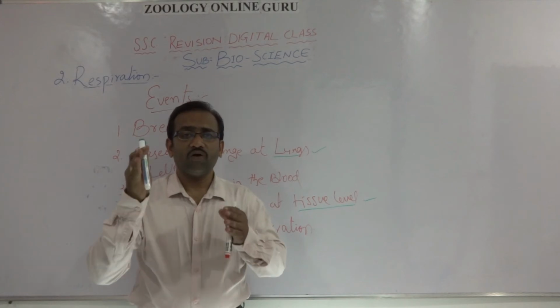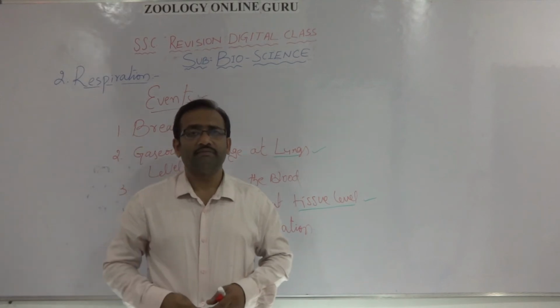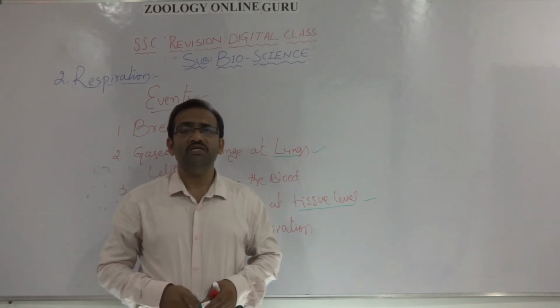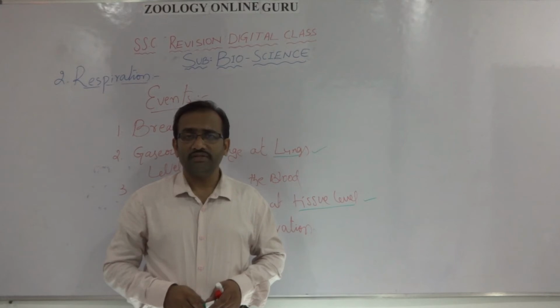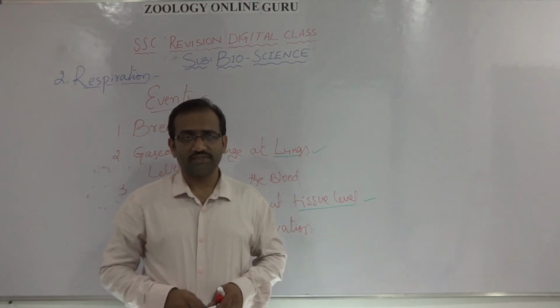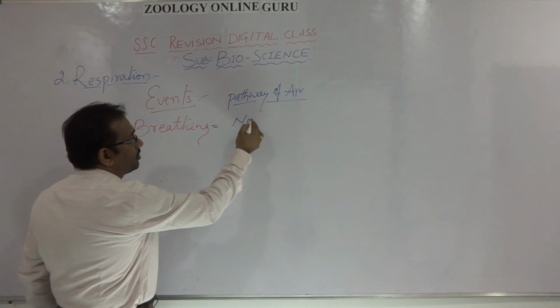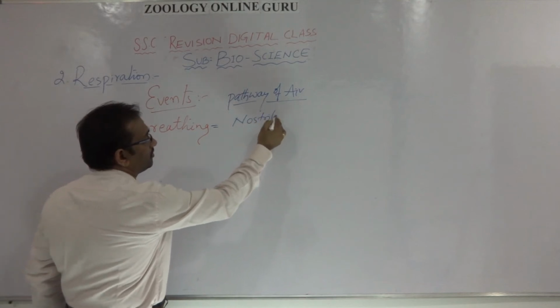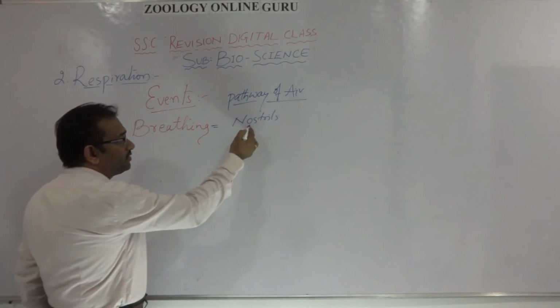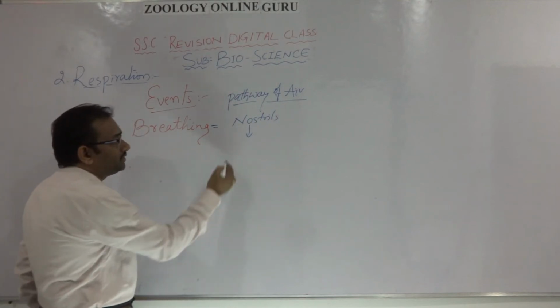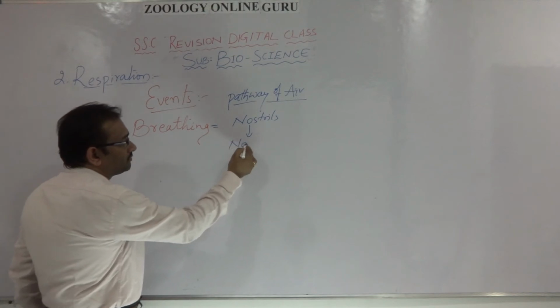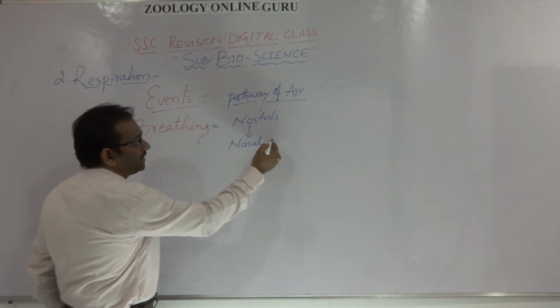The pathway of air in breathing starts with the nose or nostrils. The air enters into the nostrils. From the nostrils, it enters into the nasal chamber or nasal cavity.